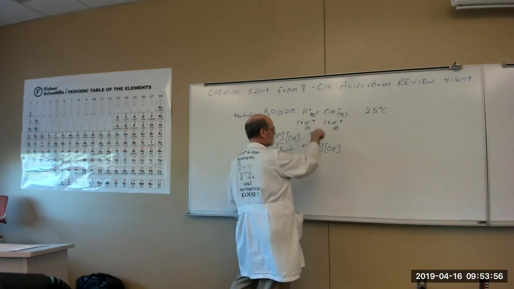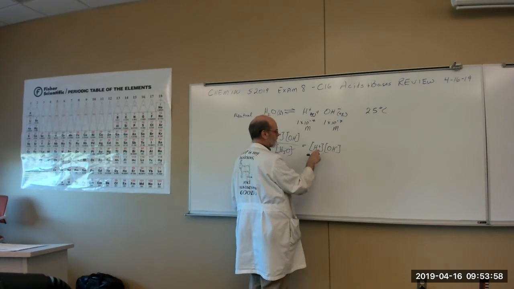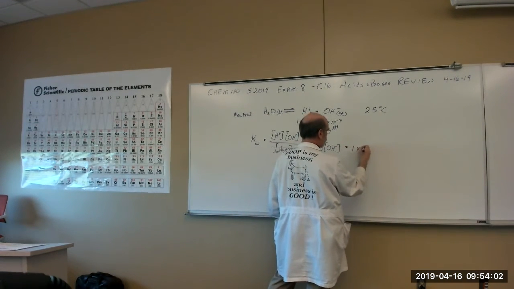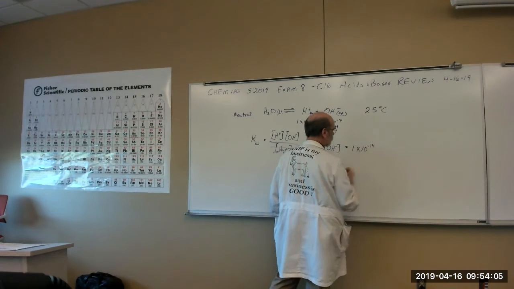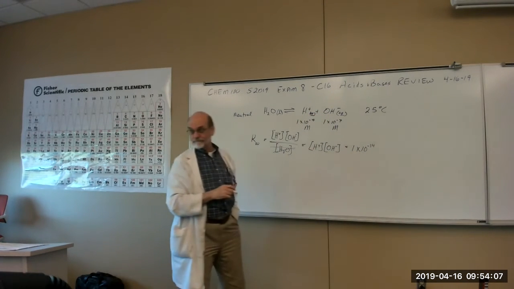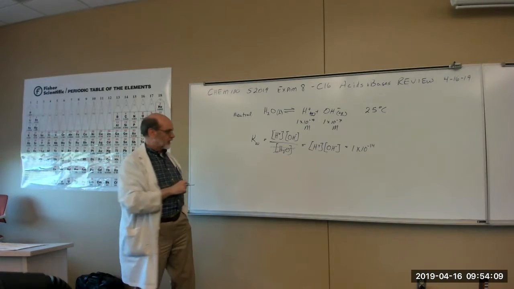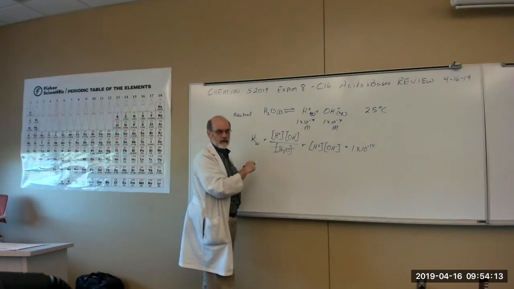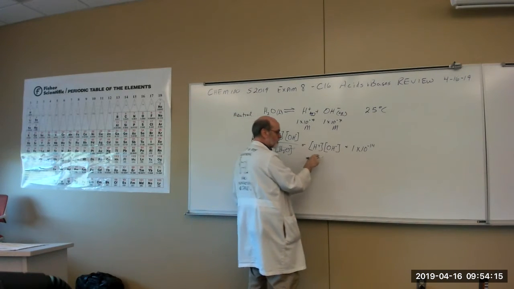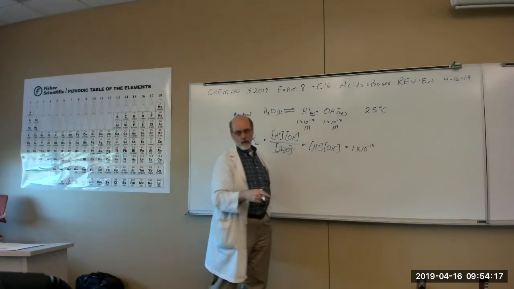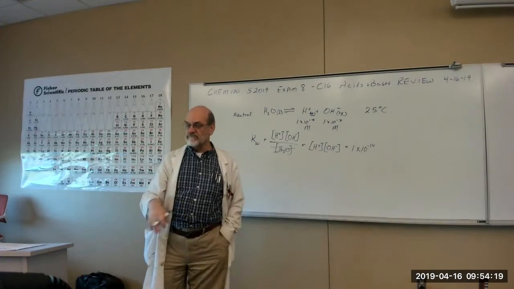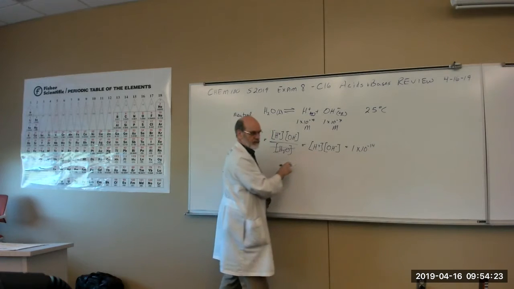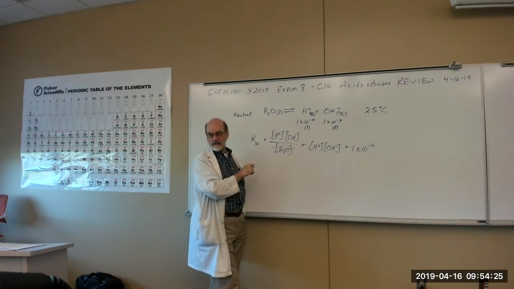So if we plug these numbers into it, 10 to the minus 7 times 10 to the minus 7 is what? 1 times 10 to the minus 14. Okay, at 25 degrees. That's the equilibrium constant for pure water. And this value has to be honored no matter what you do to that water. You can add acid, you can add base. This has to be observed and obeyed.